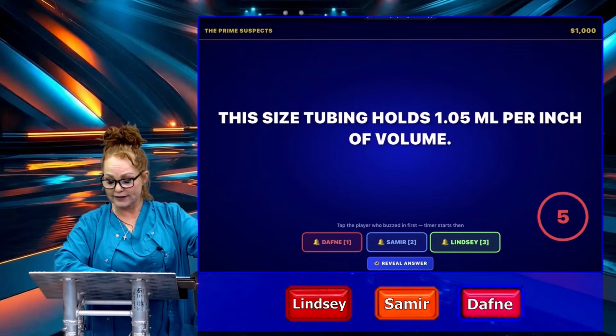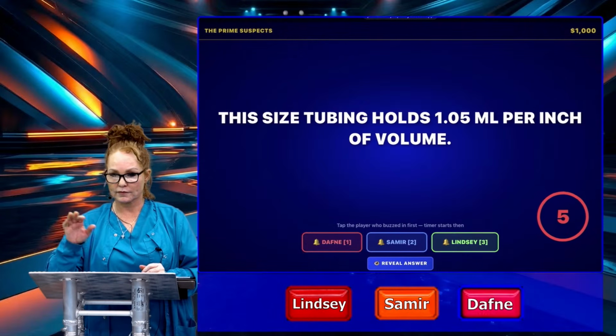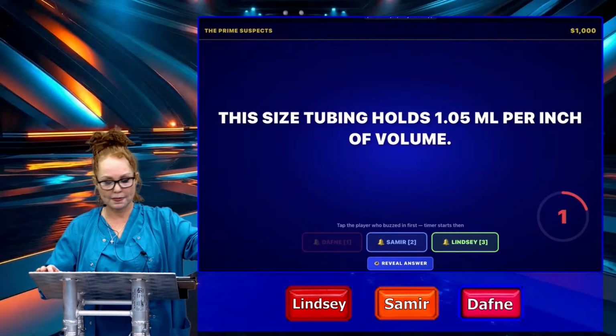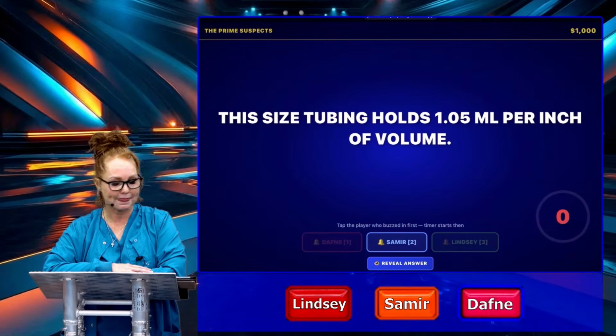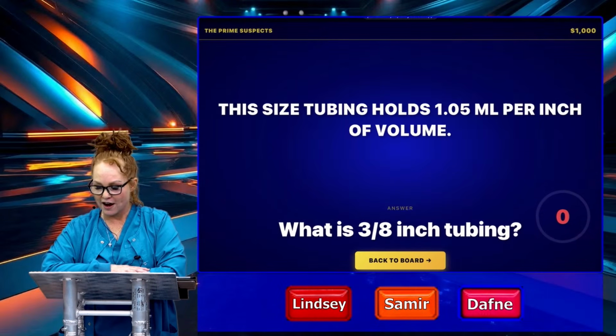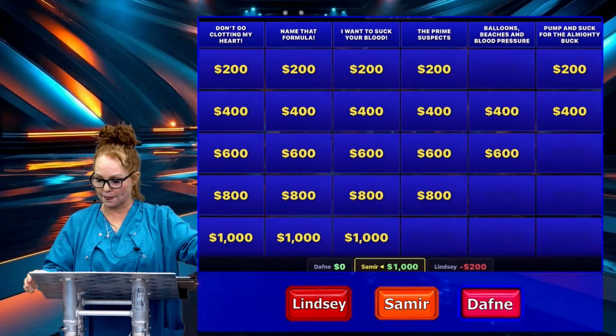Okay, let's go with The Prime Suspects for 1,000. This size tubing holds 1.05 milliliters per inch of volume. Daphne, what is quarter tubing? No. That is incorrect, sorry. Lindsay, what is 3/32nd tubing? Sorry, that is also incorrect. Samir, would you like to take a shot at it? I know it's very small tubing. What is 3/8 tubing? Per inch, yeah, you're right. It's not a foot. Okay, Samir, you still have control of the board.